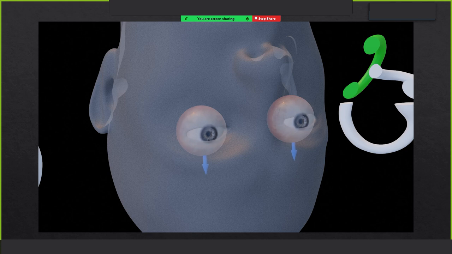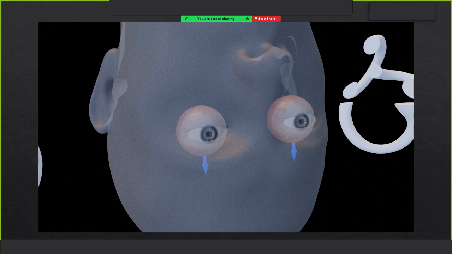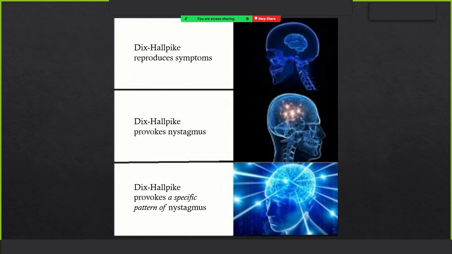This is nightmare fuel. Okay, full speed. Dix-Hallpike. Lag. And then here's the subtle activation. And this is a textbook example. This is better than textbook. This is too good to be true. Literally. Okay. That's your pattern of nystagmus.